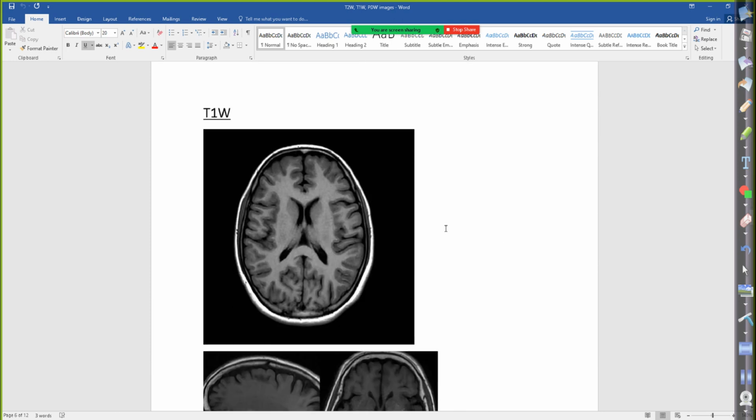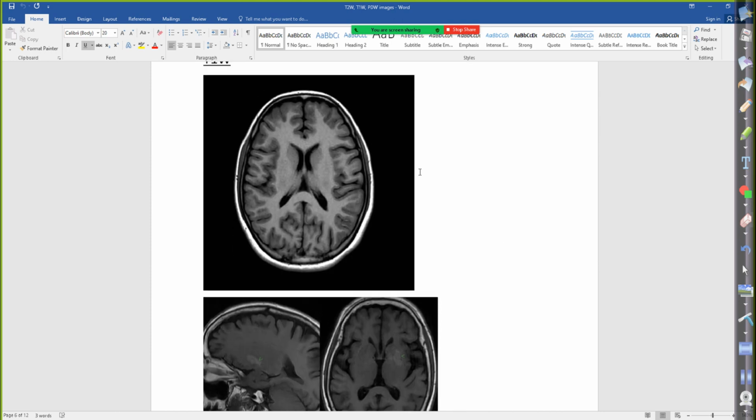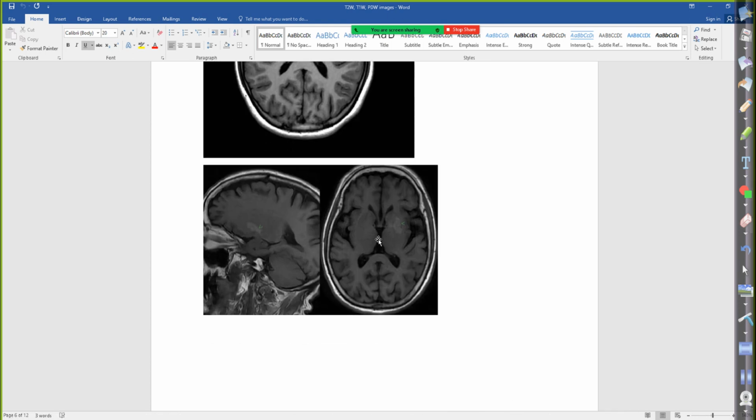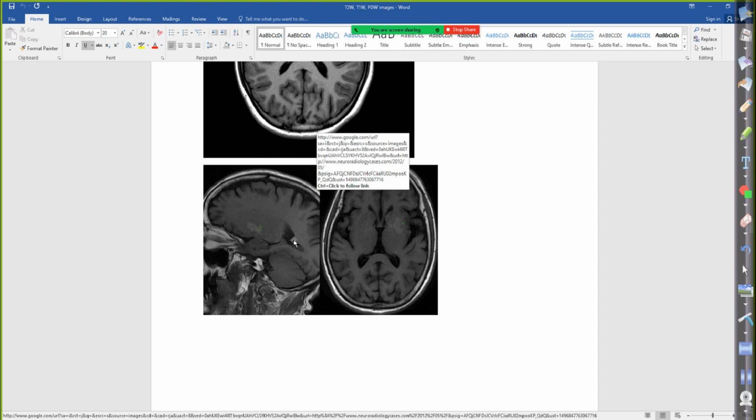Now moving to T1. In T1 weighting, our fat is bright because it recovers a lot quicker than water. So fat is bright, and CSF is dark. So go to the fluid, dark, it's a T1. Dark, T1. Here's a sagittal.